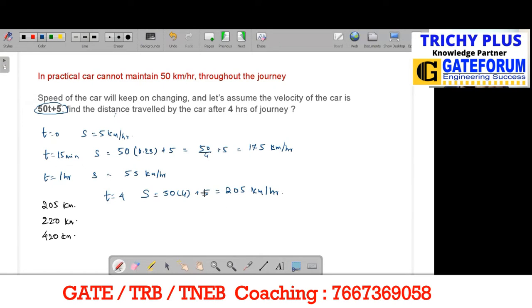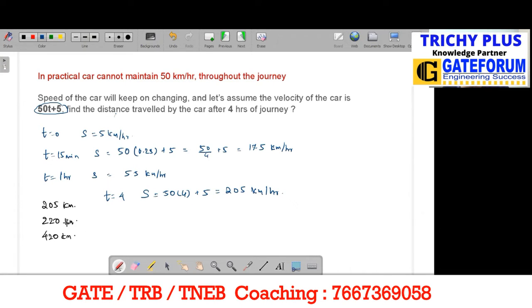If you are observing at the 4th hour, meaning at 4th hour 0 second, the car dashboard will show that the car is going at a speed of 205 kilometer per hour. But what we are asking is, let's say you reset your odometer at the beginning of the drive. At the 4th hour, what is the reading of the odometer we are asking? Correct? You got it right? Fine.